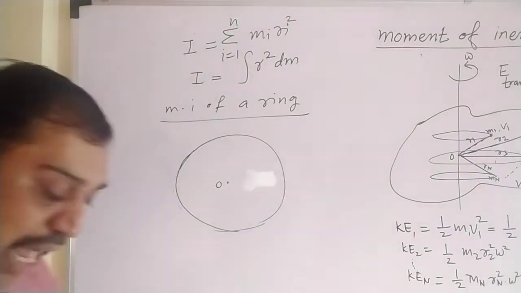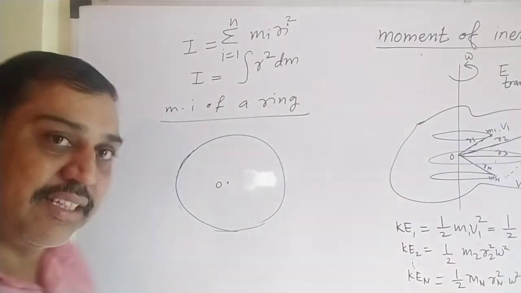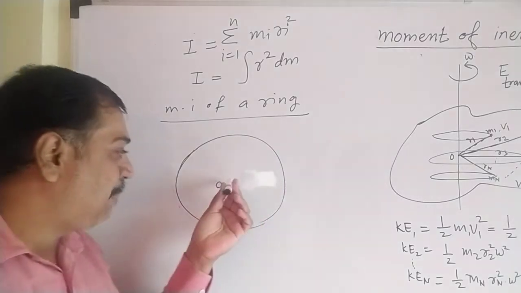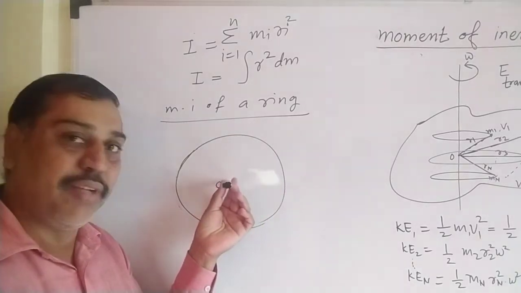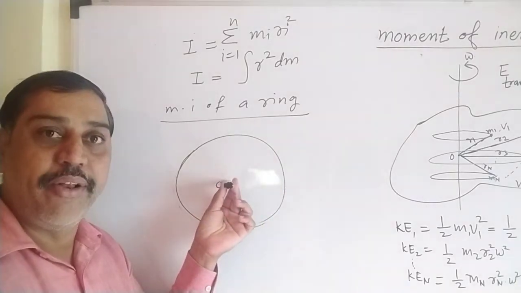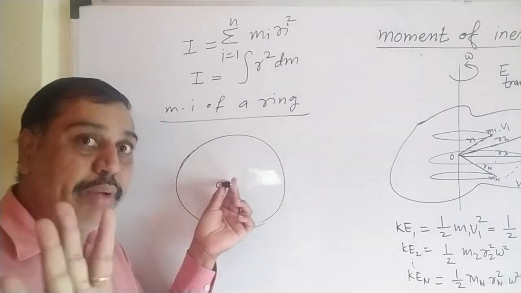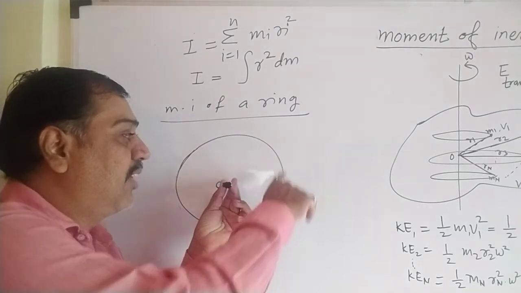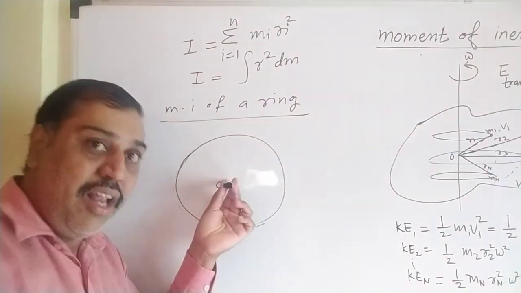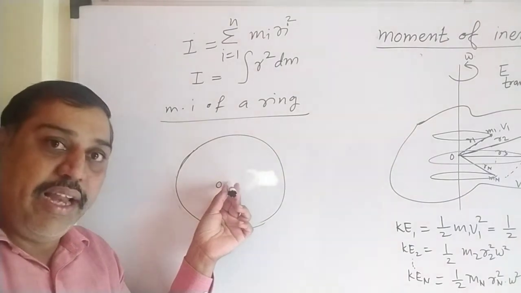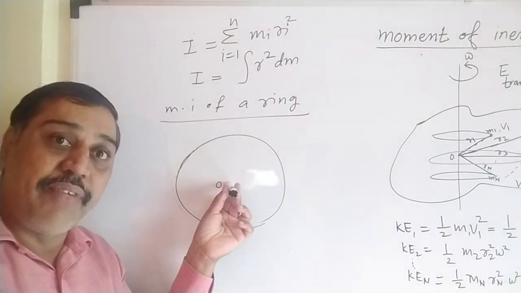If the axis is passing through the center, suppose this marker is an axis, passing through the center of this disc, sorry, not a disc, it should be a ring, perpendicular to its plane. The whole mass of the ring is concentrated along the circumference of a circle, and this axis of rotation passes through the center of the ring and is perpendicular to the surface of the ring.